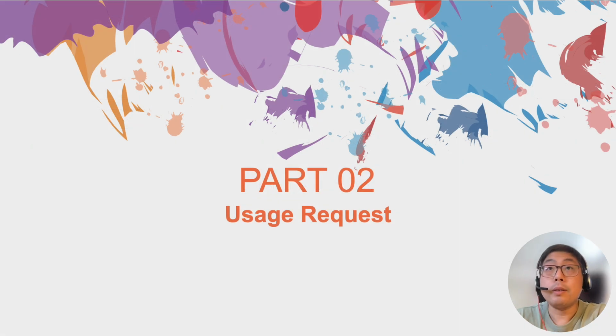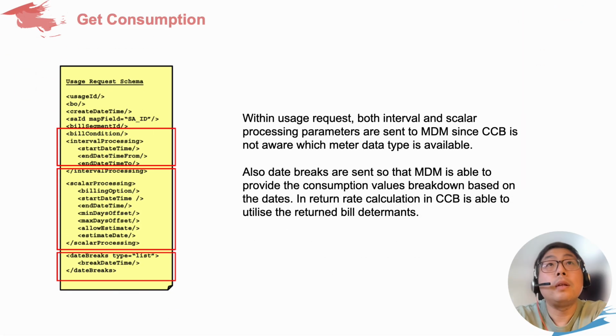Okay, second part, usage request. Right, so as we said, we have this get consumption algorithm. This algorithm is created when the usage request is created in pending. And what it does is it creates a usage request. It populates the schema, which means it creates this object.